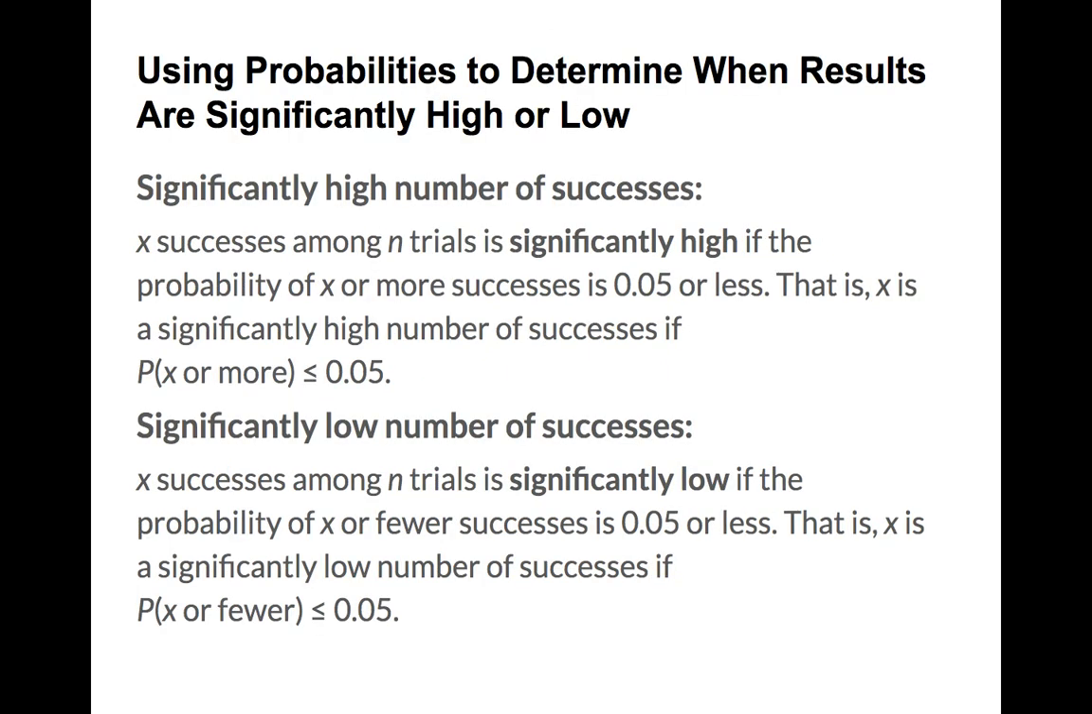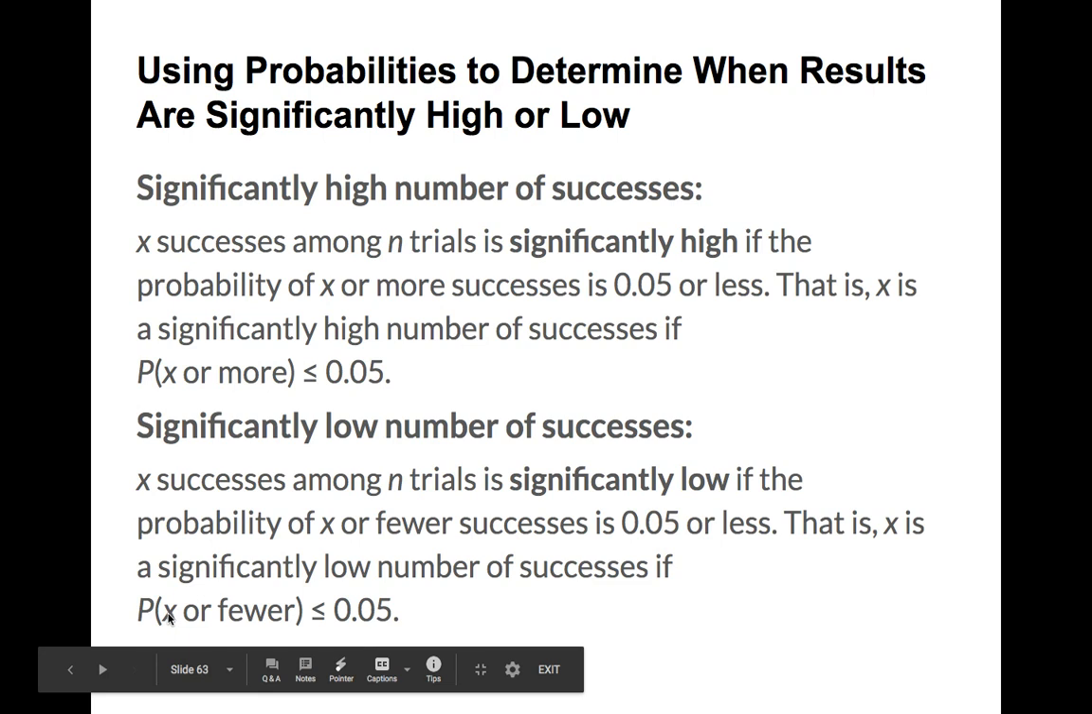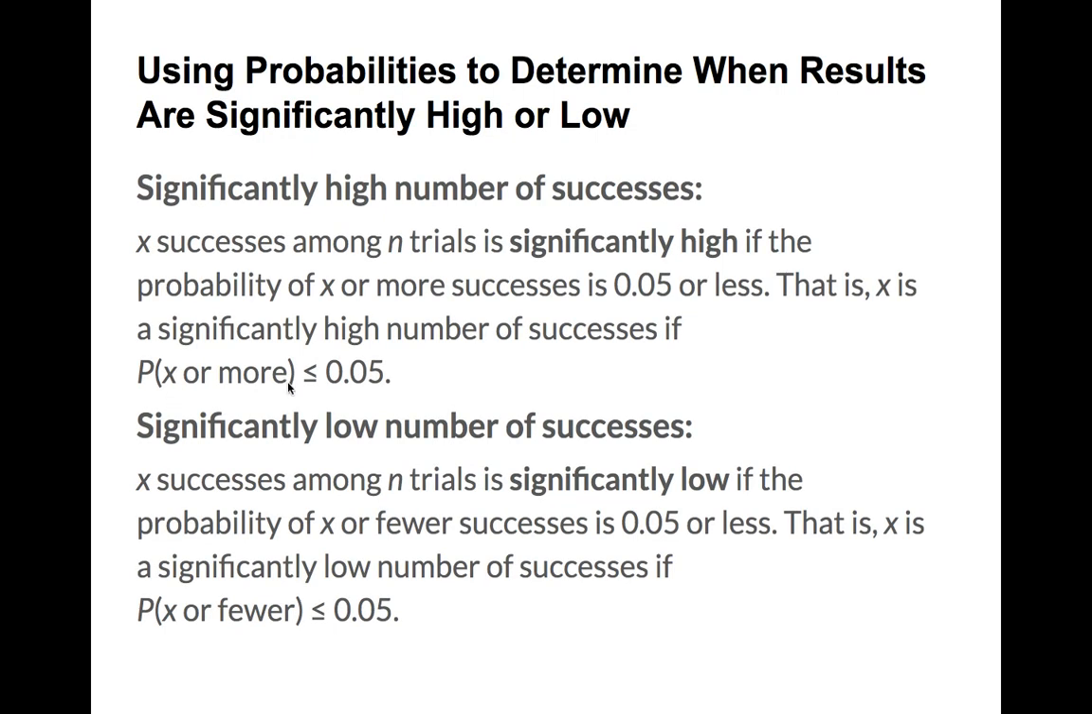All right. So again, a significantly high result is if the probability of getting X or more successes is less than or equal to 0.05. A significantly low result would be the probability of getting X or fewer being less than or equal to 0.05. Okay, notice both of these probabilities are less than or equal to 0.05. The X or more is simply talking about if it's high, we want to know what's the probability of getting that number or more. If we think it's low, we want to know what's the probability of getting that number or fewer.